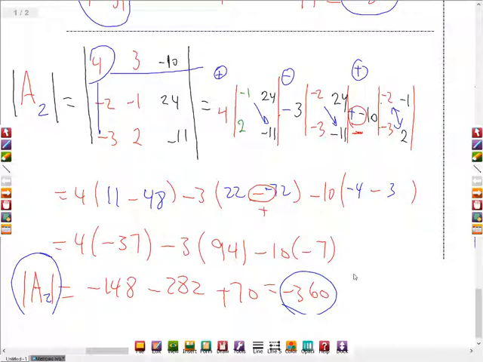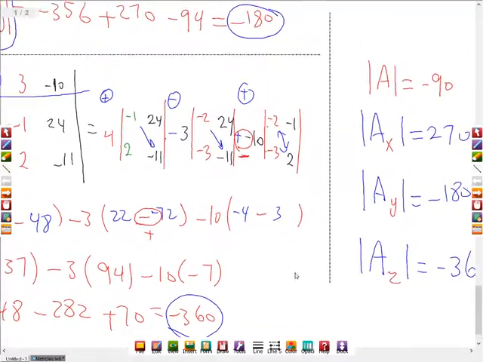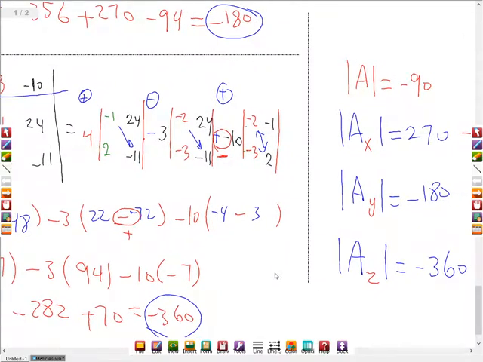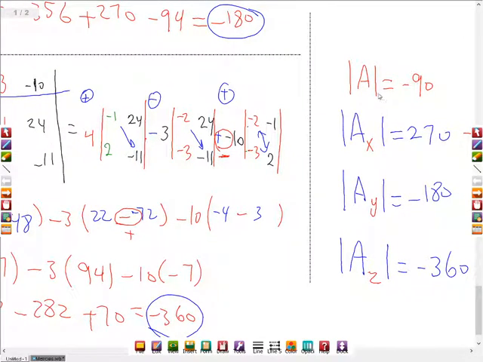the determinant of A, determinant of AX, determinant of AY, determinant of AZ. Guess what we're going to do? We're going to move the board to the left and see what I did here. I will not show you that one. I want to show you only this one. This is all what we found. The determinant of A is negative 90, determinant of AX 270, determinant of AY negative 180, determinant of AZ equal negative 360. Good?